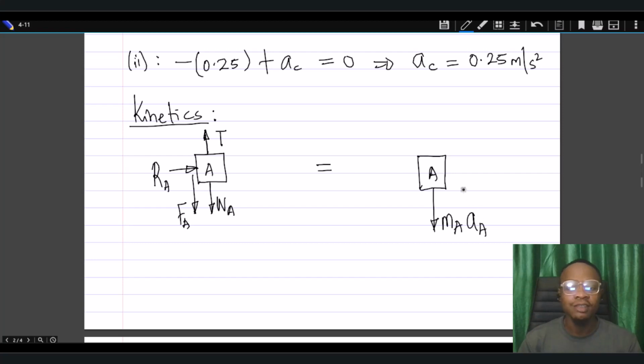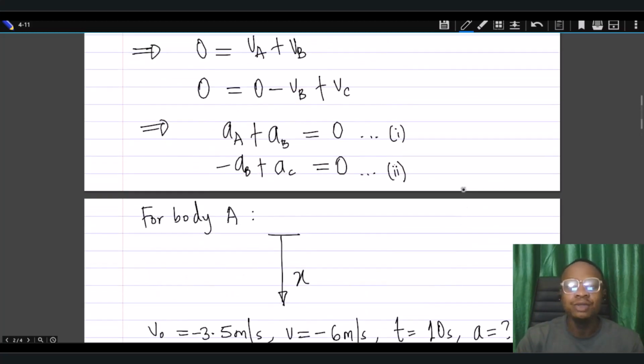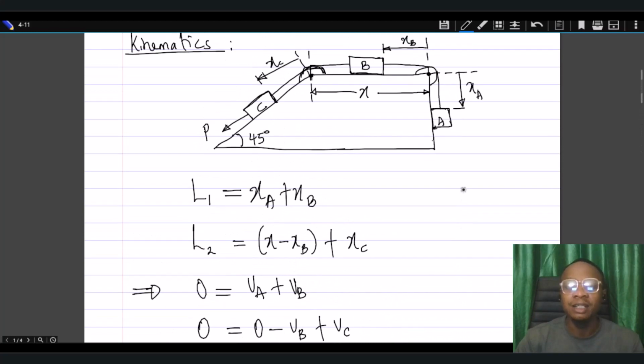M_A a_A. So you might be wondering, why are we directing this downward? Don't we already know that the body is moving upward? We know, but we will not use that. We will assume the direction already provided by the axis, by the kinematic analysis we have done here. We have restricted ourselves to this axis, so we will always adopt the positive direction for that axis.